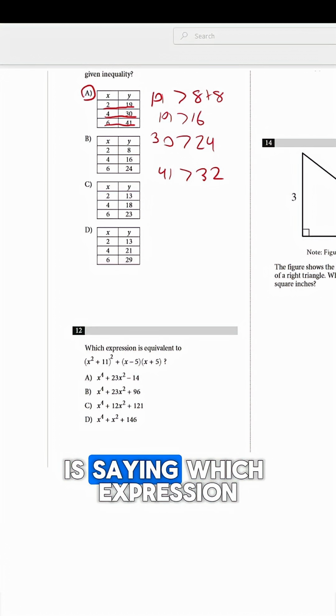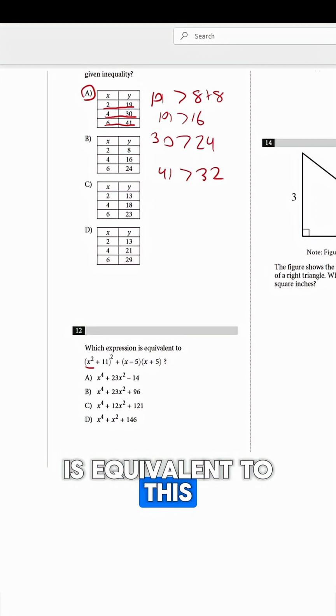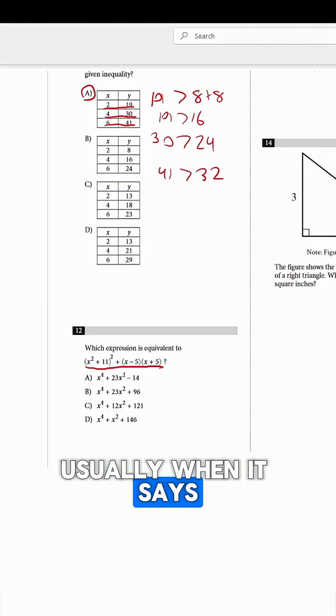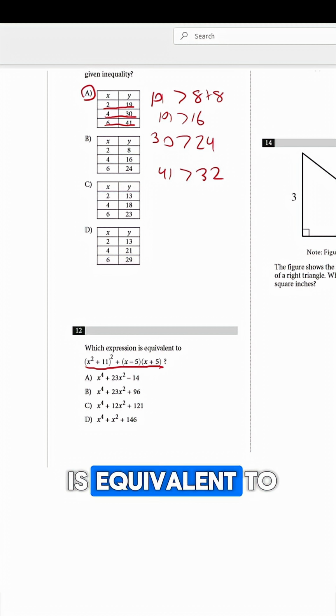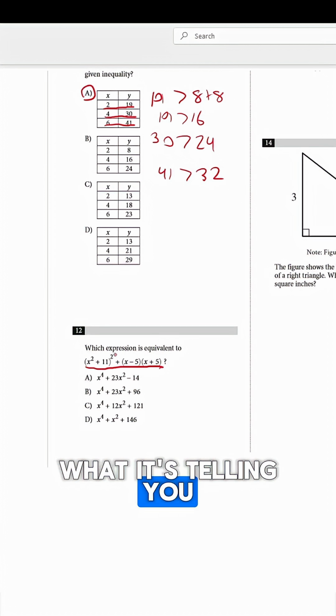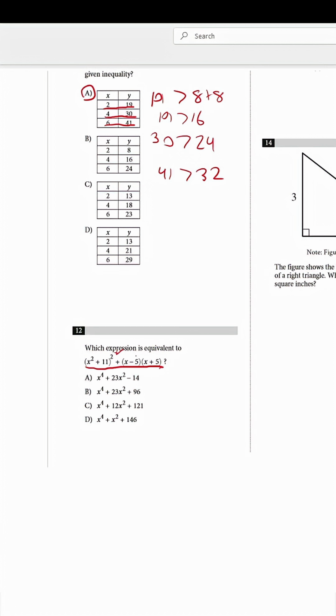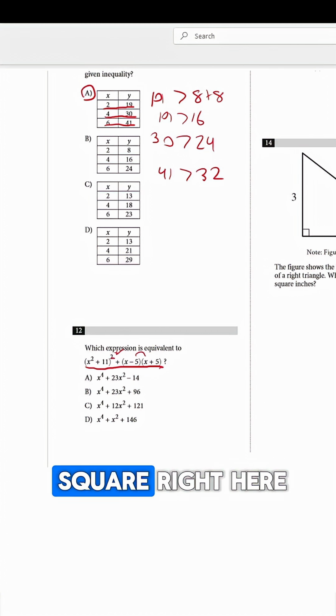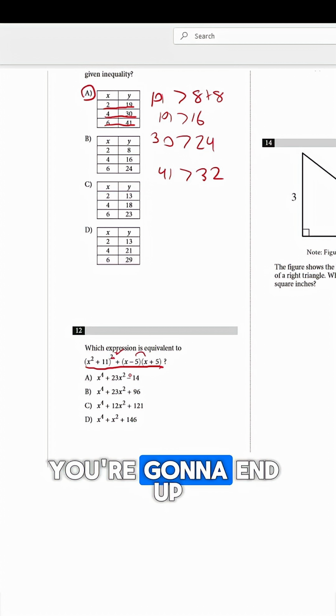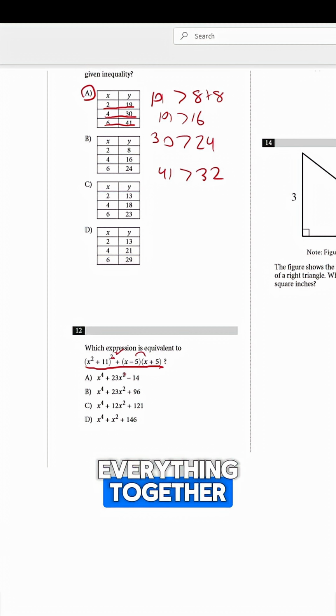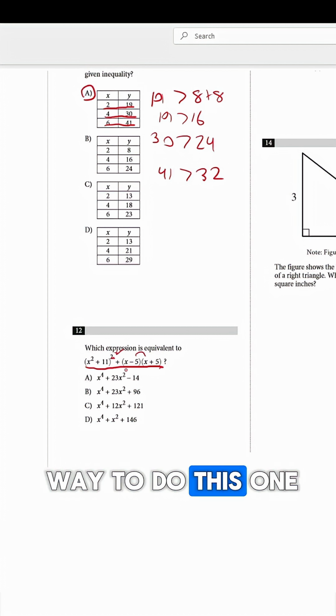Okay, question 12 is saying, which expression is equivalent to this one right here? Well, usually when it says simplify or which expression is equivalent to, that just means do what it's telling you. You have an addition right here, you have two things multiplying, and you have a square right here. So really what this means is you're going to end up just multiplying and adding everything together. But there's a little bit of a cheap way to do this one.